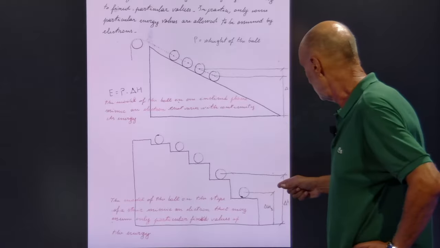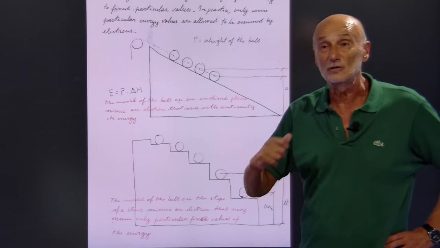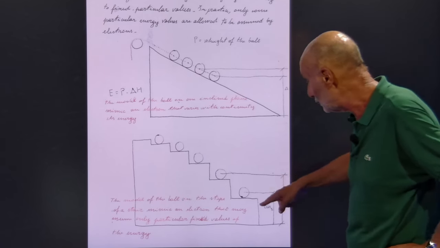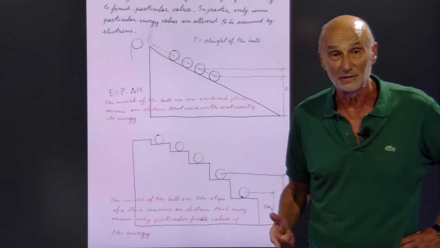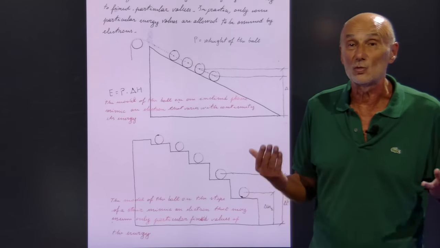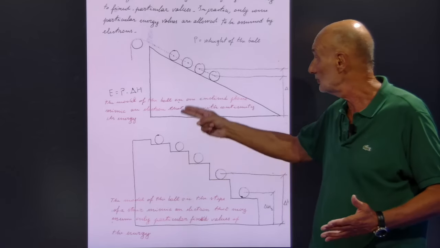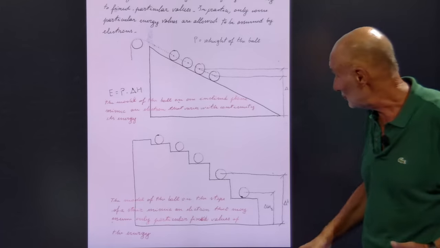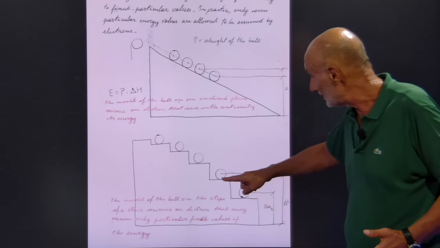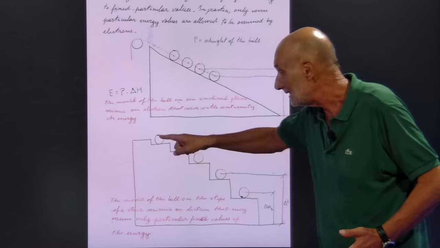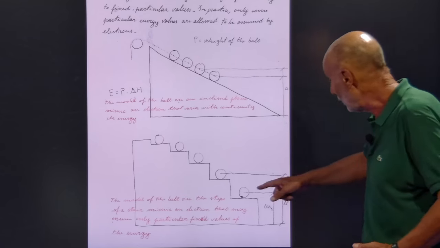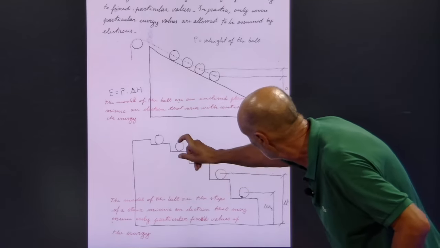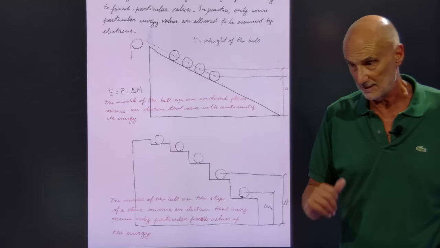The energy of the balloon may vary not continuously, may vary only assuming particular fixed values of the energy. In practice, the electrons in one atom behave in this way, not in this way. In the atoms, we have a fundamental energy level, which is the lowest. Then there is another higher, then another higher, then another higher. And the further ahead you go, the higher the energy becomes, the smaller will become the difference of energy between the two different states.